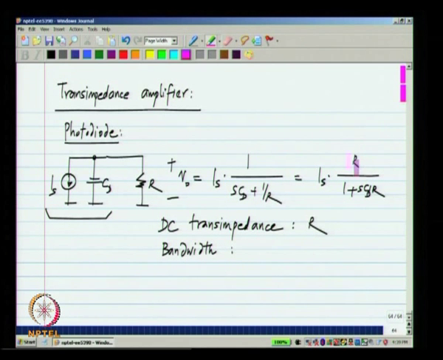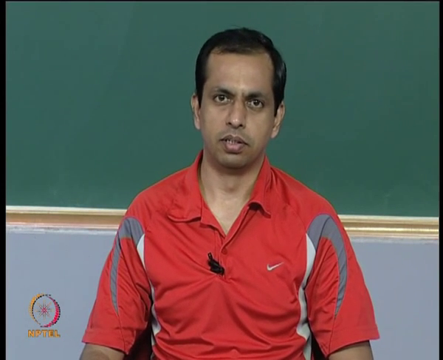I am assuming you are familiar with the bandwidth of a first order system; it is 1 over CD times R. Please remember that CD is a quantity that is given to you. You cannot change it, and you certainly cannot reduce it; you can only add to it. If you add any more capacitance, the bandwidth only reduces, but you cannot increase it.